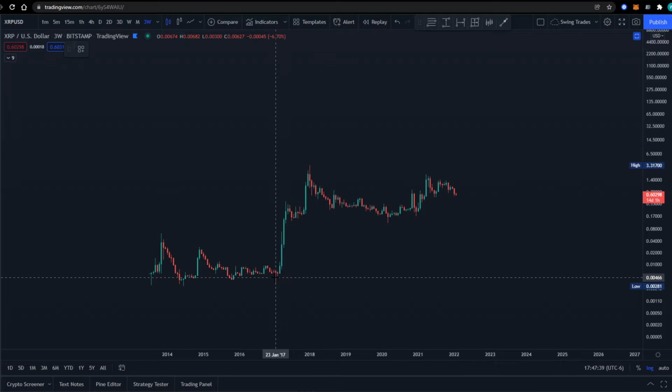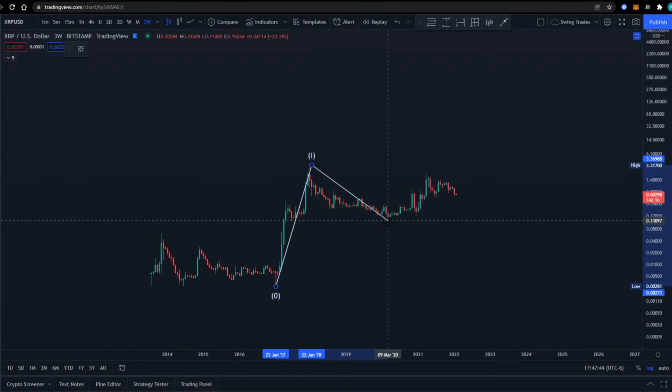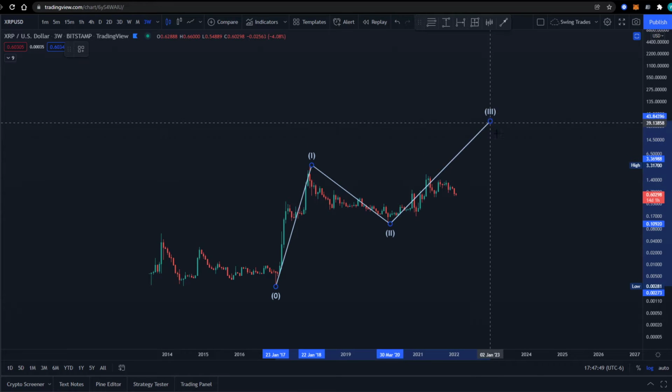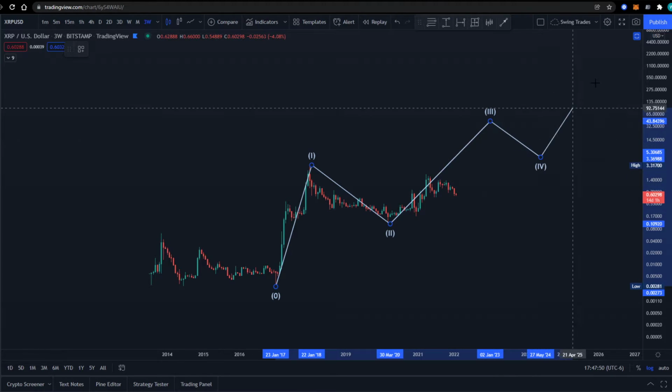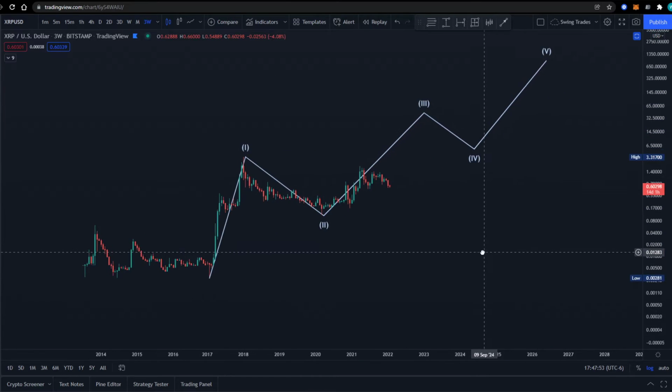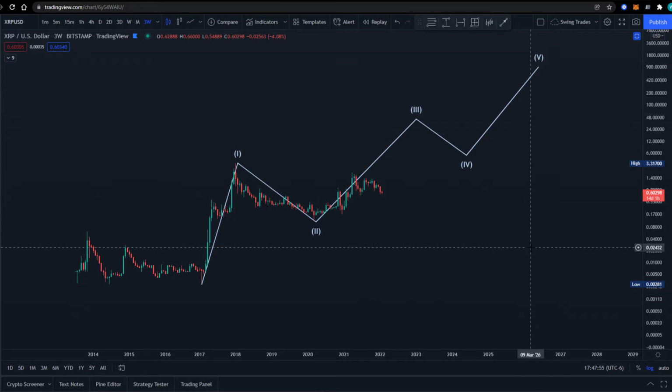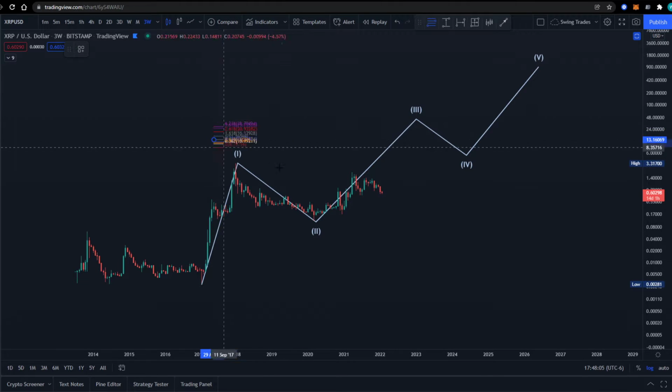How about from the very bottom here, we got 1, 2, 3, 4, then 5. Well then. So maybe this is just a corrective structure to get us up here. And let's see.